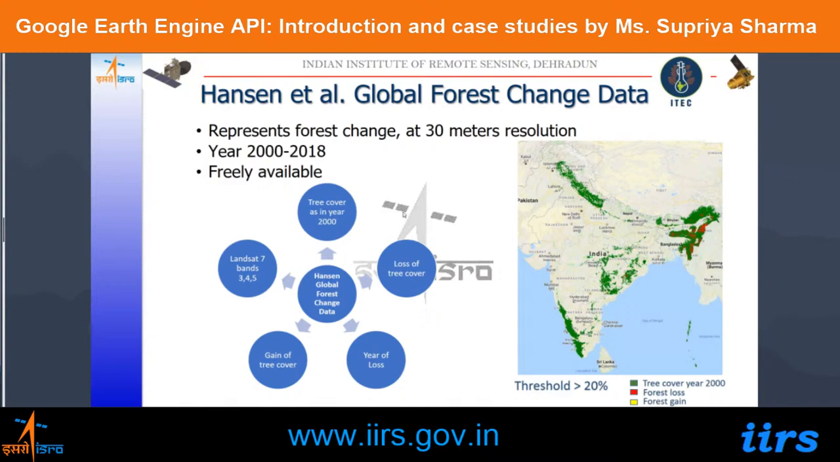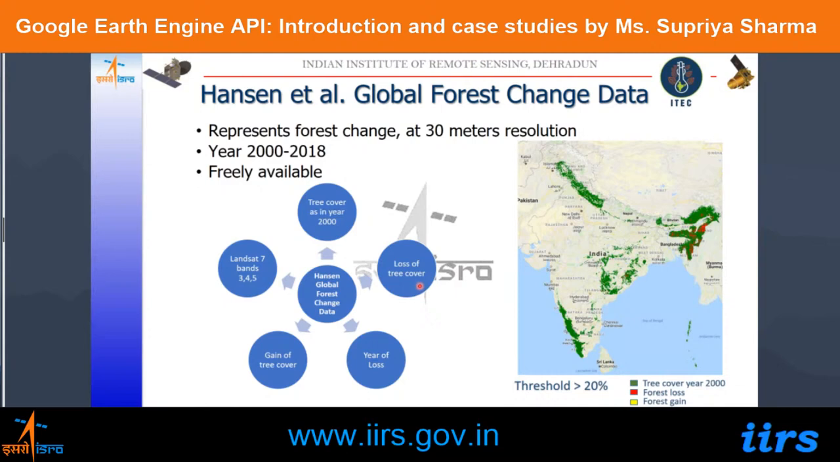Certain parameters that are available with this dataset are the tree cover in the year 2000. This is used as the base data, and any loss and gain is computed over this. We also have a band called loss of tree cover, which indicates whether the forest at a particular pixel has been lost or not. This particular band will have a value of 1 if a forest pixel has been lost. It will have a value of 0 if the forest pixel has not been lost.